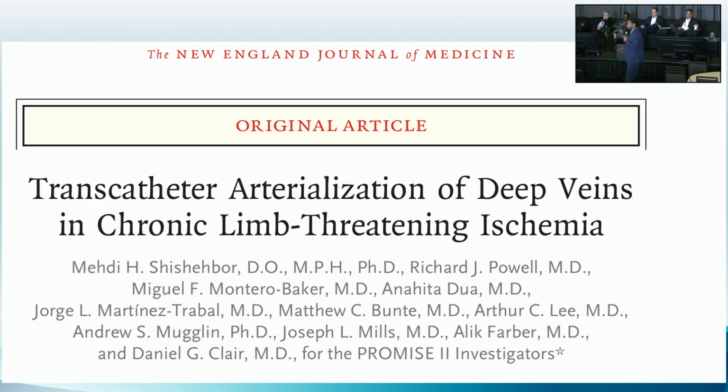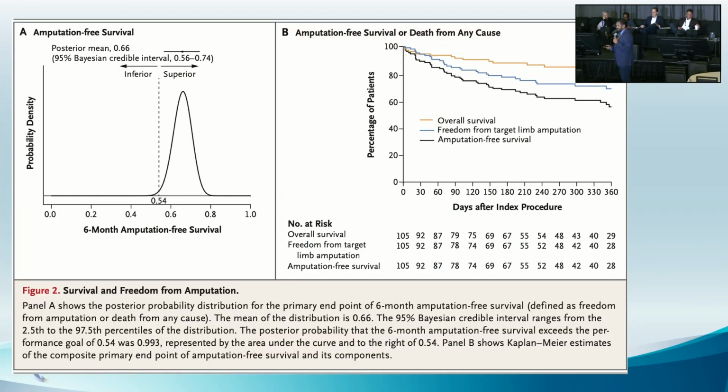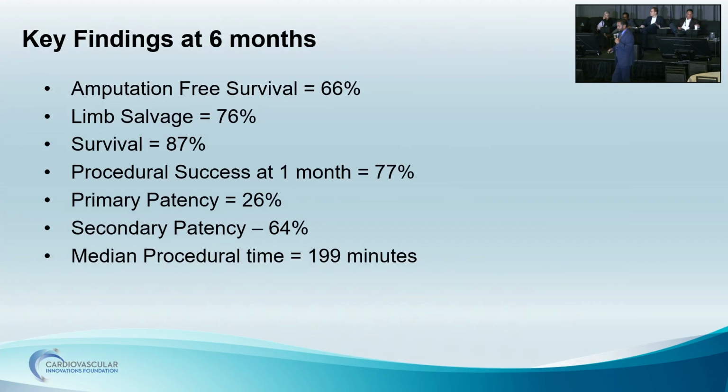So this was the landmark paper published in the New England Journal of Medicine by Dr. Shishehbor and his colleagues, transcatheter arterialization of deep veins in chronic limb-threatening ischemia, and this was the PROMISE 2 study. They had 105 patients in the study, and this is the Kaplan-Meier analysis, and I will come to this in the next slide. The key findings, to be honest, I have to go through in detail because the statistical analysis is a little complex in the study.